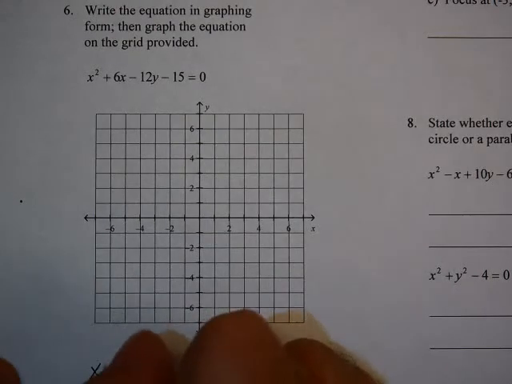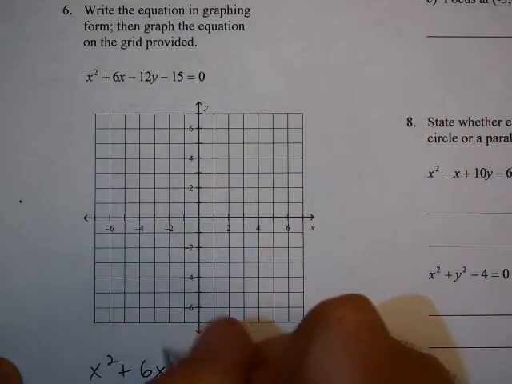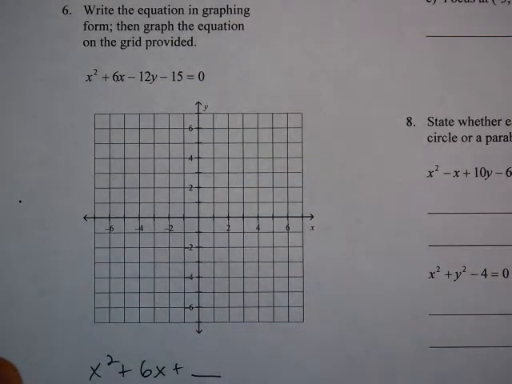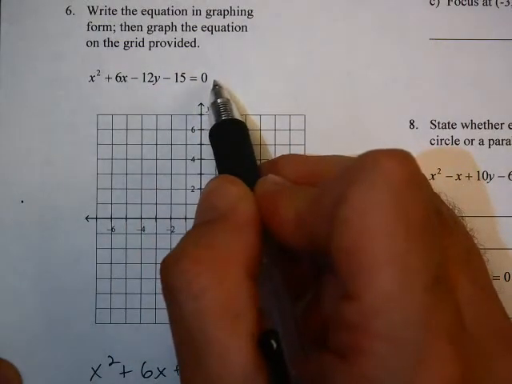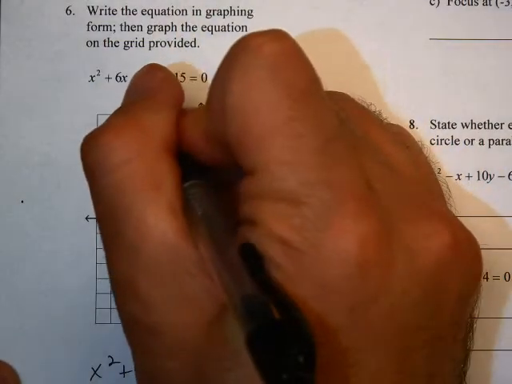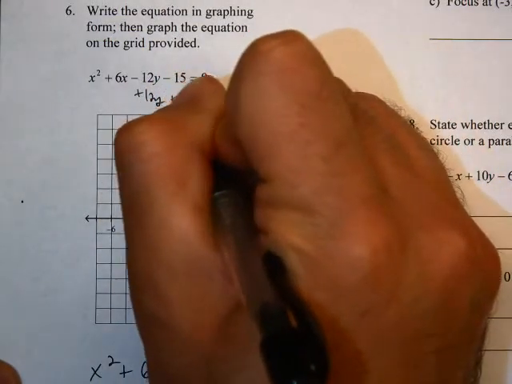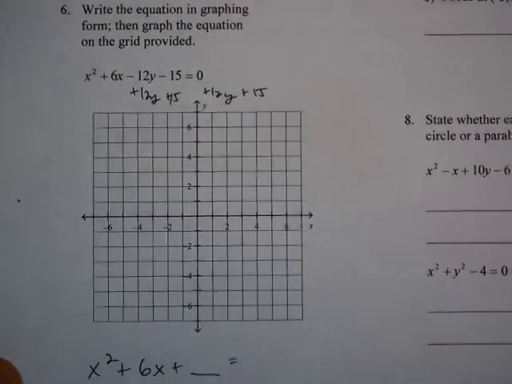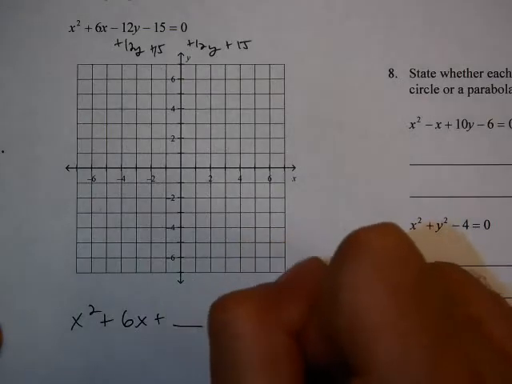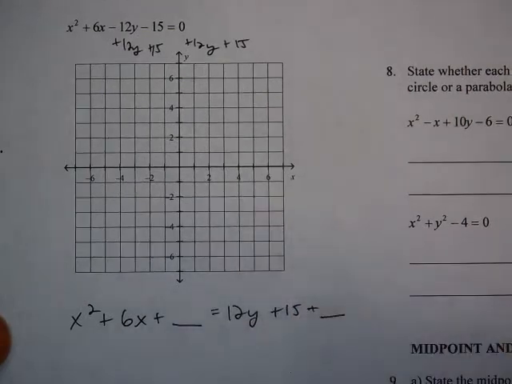So I'm going to start by keeping the x's together, x squared plus 6x. Then I'm going to put plus blank. Everything else gets moved over to the side with the 0. So I'm going to add 12y to both sides, and I'm going to add 15 to both sides, which means on the other side of my equation, now I've got positive 12y plus 15. And don't forget, we have to put the plus blank when we complete the square with the x's.